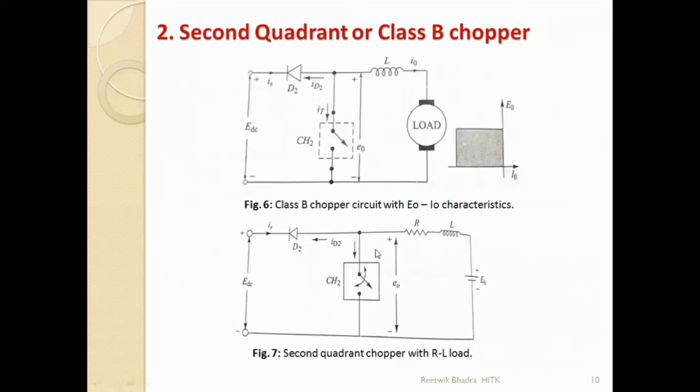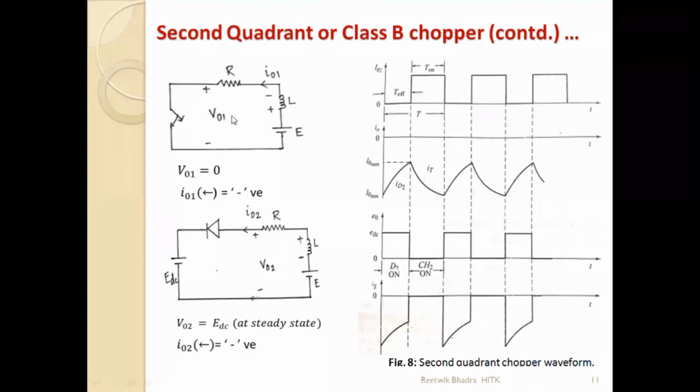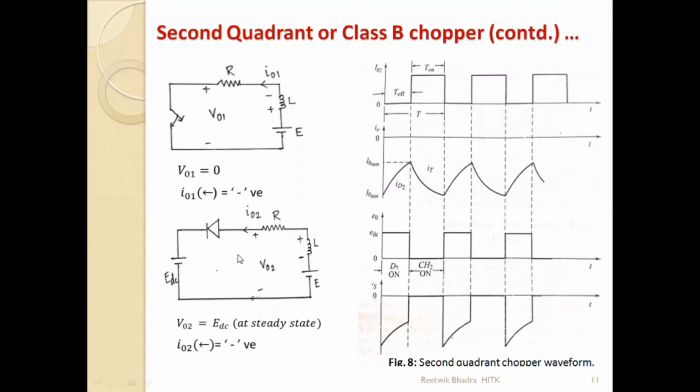If you recall this figure, from this figure, IS is the source current which flows through this EDC, and the direction is coming out of the plus terminal. Now if I see these two figures, where is EDC connected? Is it connected in the first circuit or the second circuit? Obviously in the second circuit. So during this period, IS is 0. During the first cycle, IS is 0.